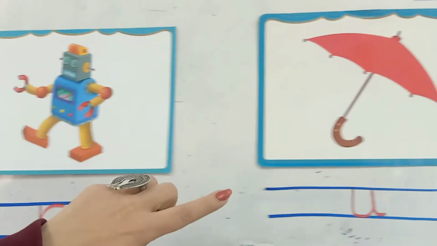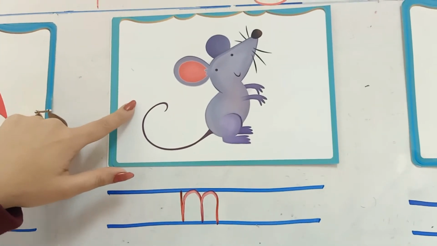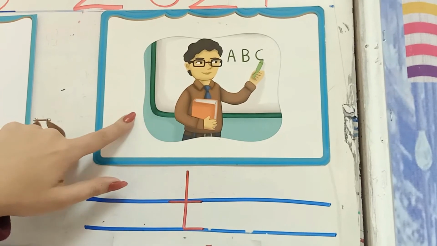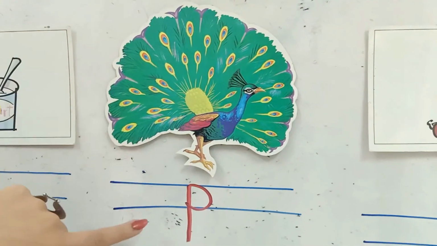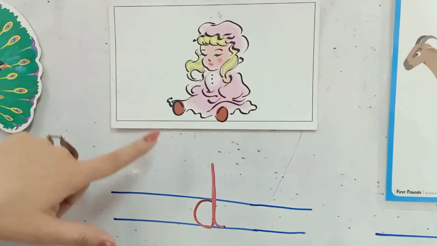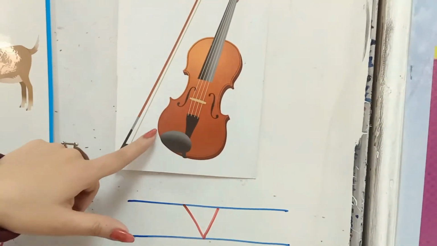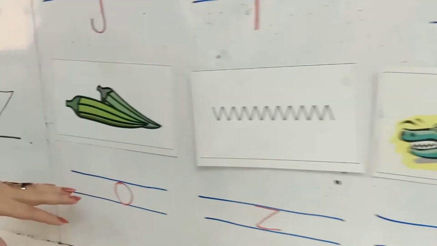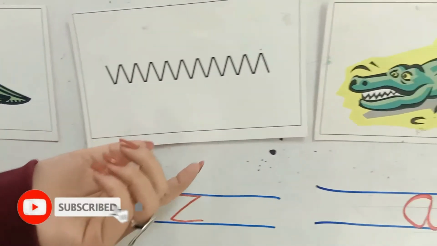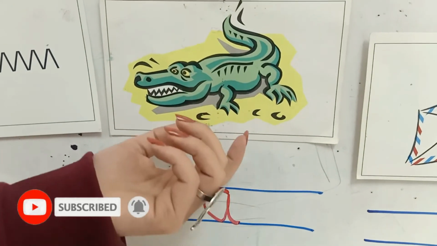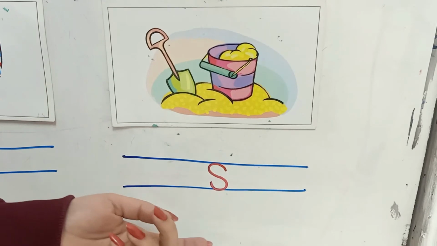Now, R, robot. U, umbrella. M, mouse. T, teacher. Y, yogurt. P, peacock. D, doll. G, goat. V, violin. O, okra. Z, zigzag. A, alligator. E, envelope. S, sand.